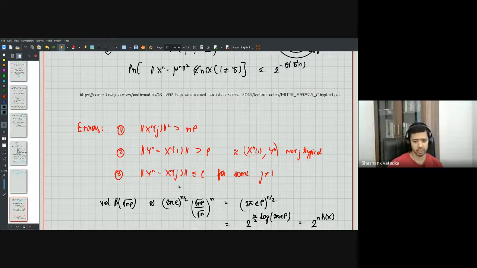So given any yn, the probability that some other xn of j lies within distance rho of this is also exponentially decaying in n. For this, you will need the volume of the ball, because the probability that xn of j lies within a ball of radius square root n rho around yn is given by roughly the volume of the ball divided by the probability of xn. Yeah, you'll have to compute that separately.